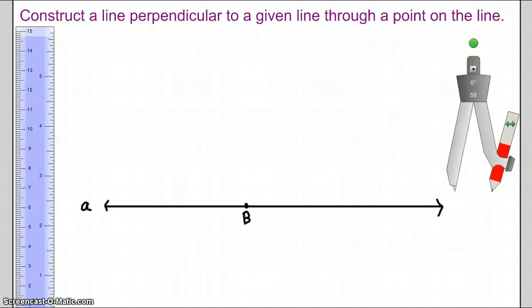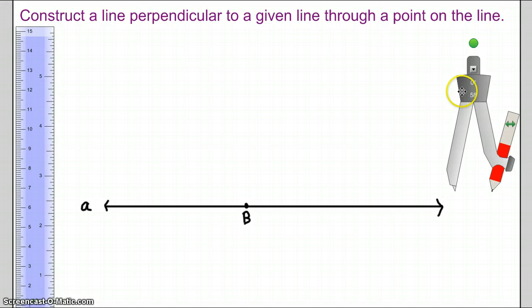Okay, the next 2 constructions are very similar to one another. They both ask us to make perpendicular lines. However, for this first one, they want it to go through a point that's on the line. So in the figure that I set up for you here, we have line A, and on line A there is point B. Okay, so our goal is to make a line that's perpendicular to A that goes through B.